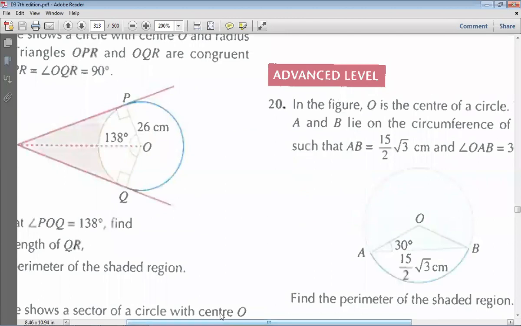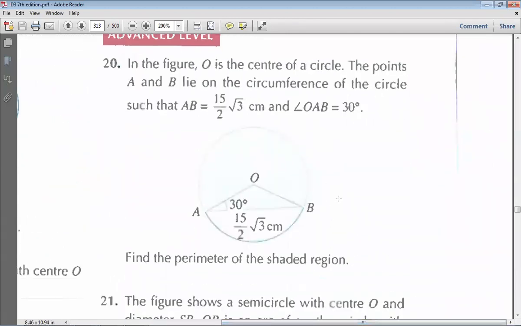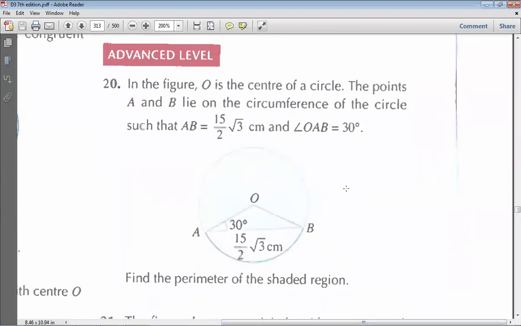So here we go. This is question number 20, and this is advanced level of this exercise. In the figure, O is the center of a circle. The points A and B lie on the circumference of the circle, such that AB is 15 by 2 multiply under root 3 centimeter, and the angle OAB is 30 degrees.